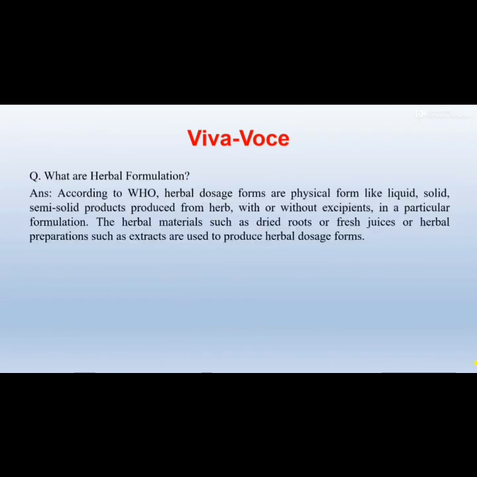So here are some questions to be asked in Viva. What are herbal formulations? So according to WHO, herbal dosage forms are physical forms of liquid, solid, semi-solid products produced from herbs with or without excipients in a particular formulation. The herbal materials such as dried roots or fresh juices, or herbal preparations such as extracts, are used to produce herbal dosage forms.